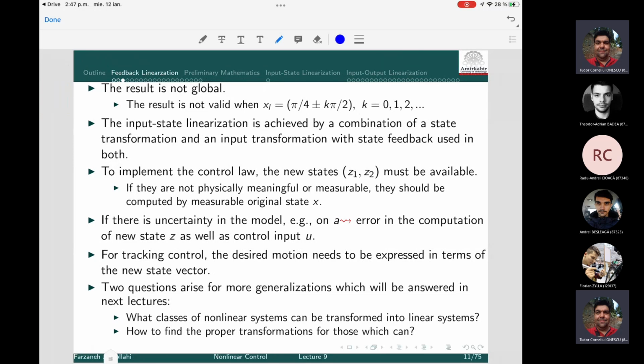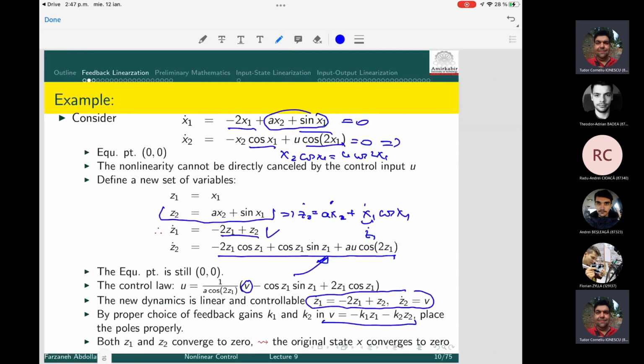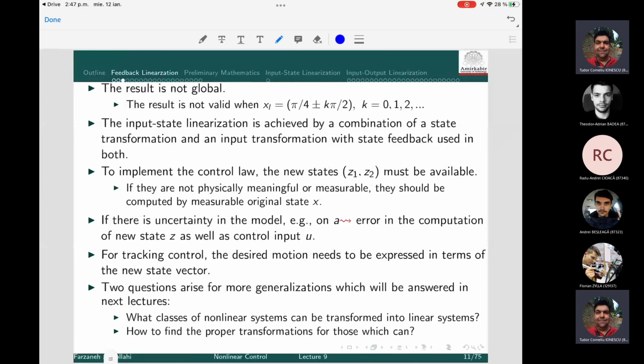However, the result is not global. And also the result, they say here, is not valid when X is in this, when XL, who's XL? I don't know who XL is, but they say apparently for some values of X this is not valid. The input to state linearization is achieved by a combination of a state transformation and an input transformation.